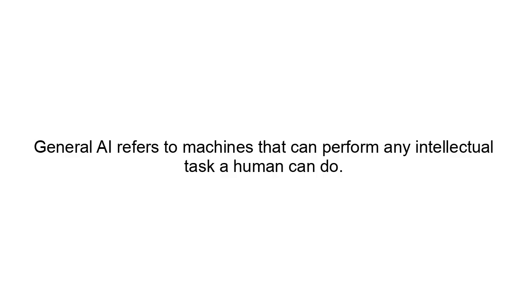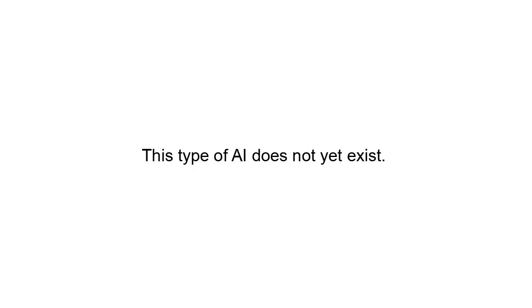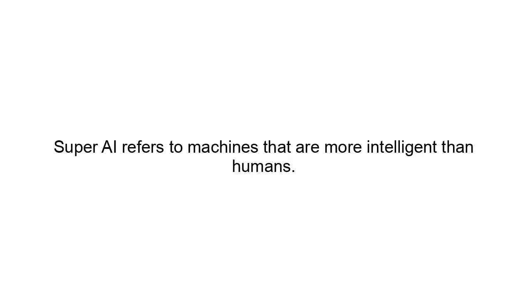General AI. General AI refers to machines that can perform any intellectual task a human can do. This type of AI does not yet exist. Super AI. Super AI refers to machines that are more intelligent than humans. This is currently theoretical.